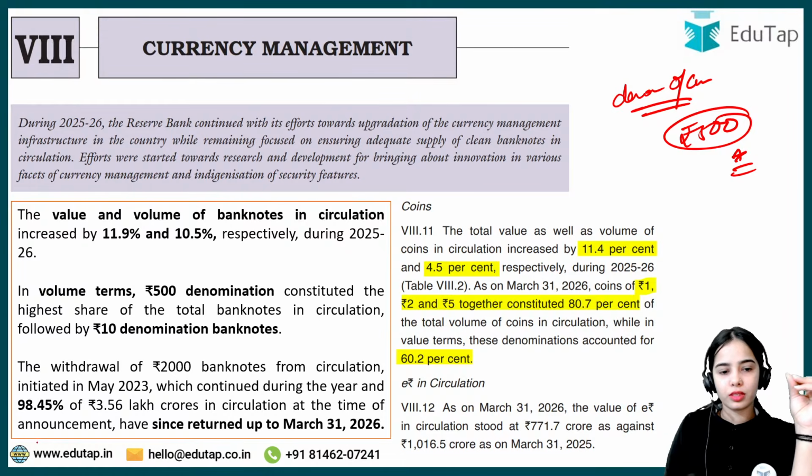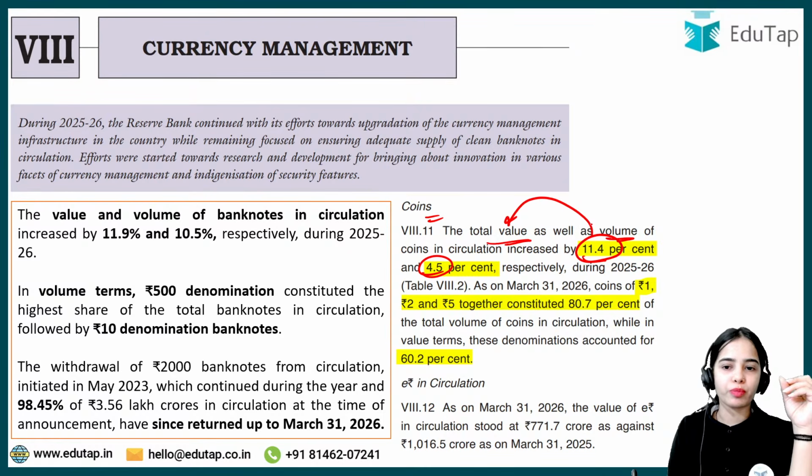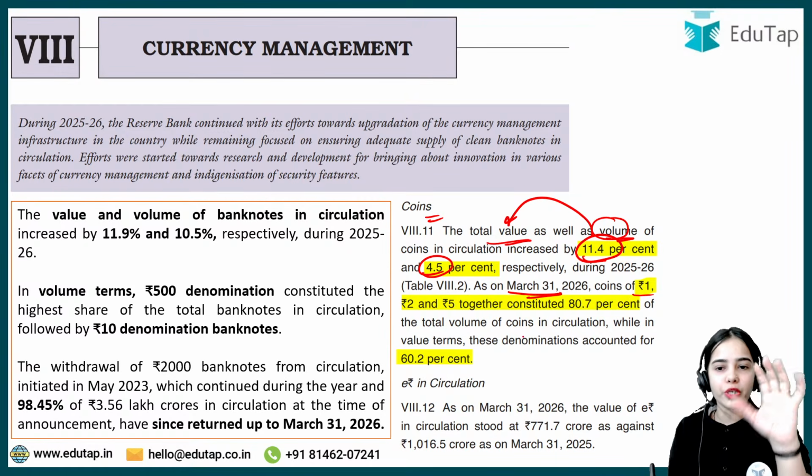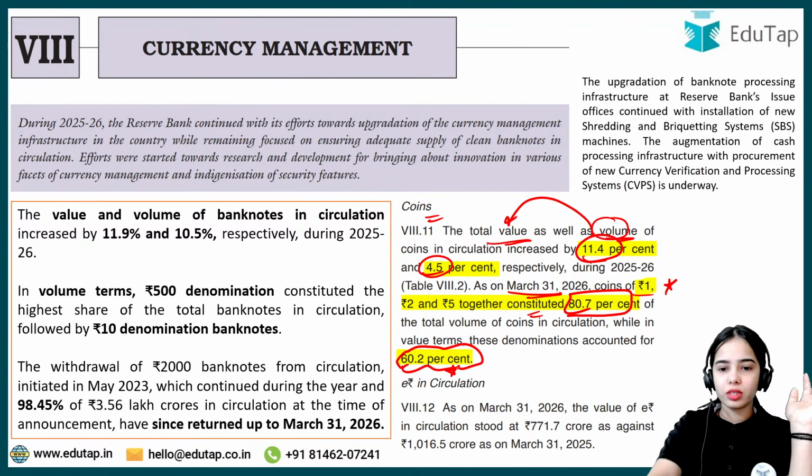Now, in terms of coins, the total value as well as volume of coins in circulation increased by 11.4% in value and 4.5% in volume. As on March 31st, 2026, the coins of 1 rupee, 2 rupee, 5 rupee together constituted 80.7% in volume, and these coins constituted the highest in value also. E-rupee in circulation, not very important.